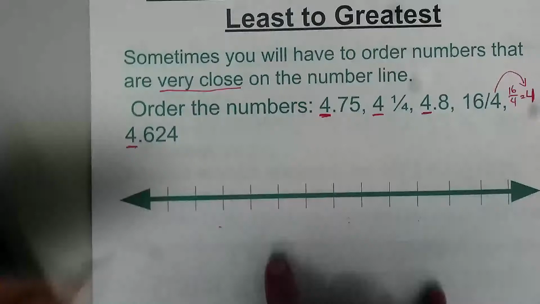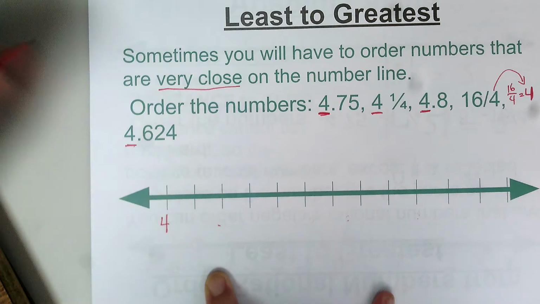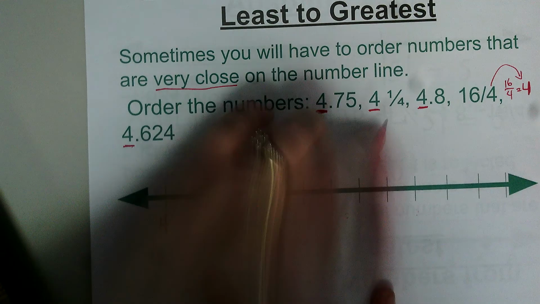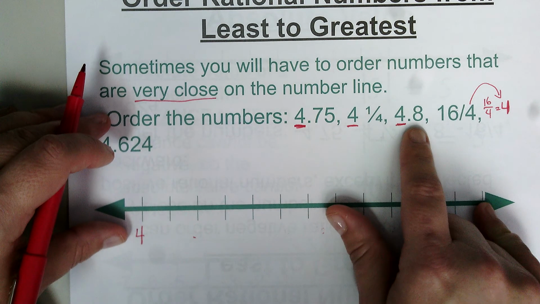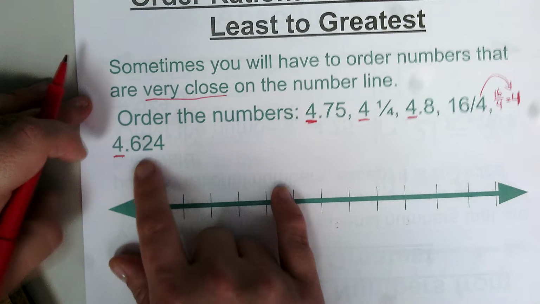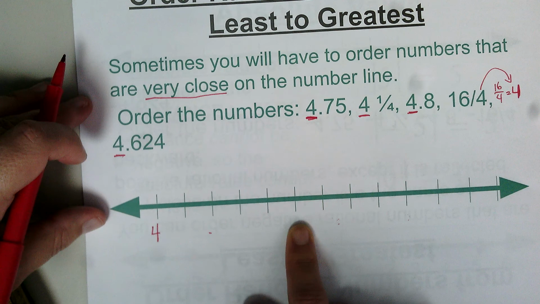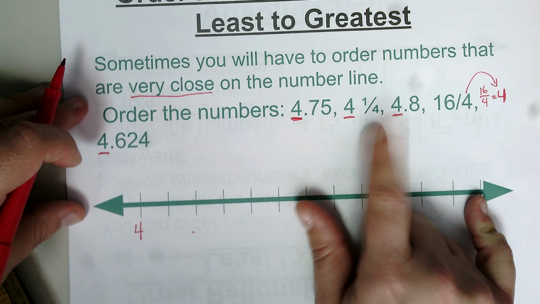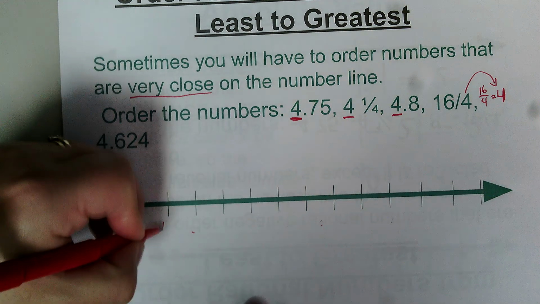And the way I'm going to do that is I'm going to say this is going to be the number 4. I'm going to start with this being 4. And since everything's positive, and it's 4 and 75 hundredths, 4 and 1/4, 4 and 8/10, and 4 and 624 thousandths, I'm going to use every one of these hash marks as a tenth. When you have decimals and fractions, it's best to convert everything into decimals and use a base 10 system. So this would be 4.1.